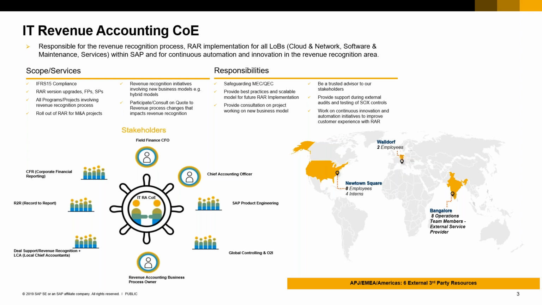Some of our responsibilities are, again, safeguarding month-end close and quarter-end close, so just ensuring that revenue accounting is stable and our business stakeholders are able to successfully carry out the closing activities. We provide best practices and scalable models for future implementation. Again, we get involved in projects. We also help our business stakeholders with external audits. So if, for example, they need us to extract information or analyze something, we help them with that. And we also help with the yearly SOX control testing that is carried out by the SAP Governance, Risk and Compliance team.